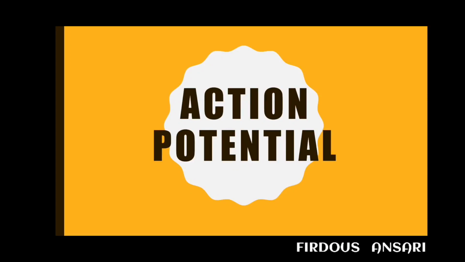Today we'll try to understand very briefly about the action potential. Now we know two neurons communicate with one another with the help of action potential. So what exactly is this action potential? An action potential occurs when a neuron sends information down an axon and away from the cell body.